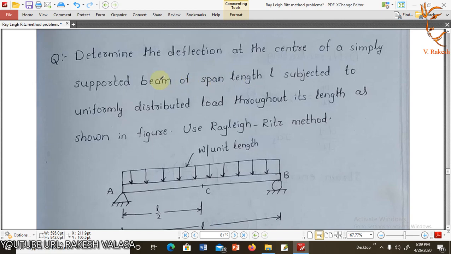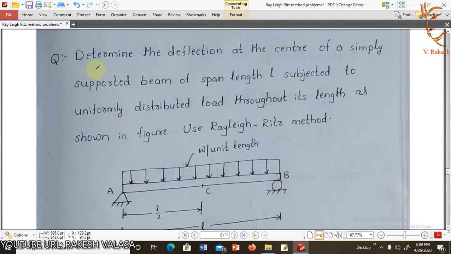In this lecture, I will discuss how to calculate the deflection of a simply supported beam of span length L subjected to uniformly distributed load by using the Rayleigh-Ritz method.